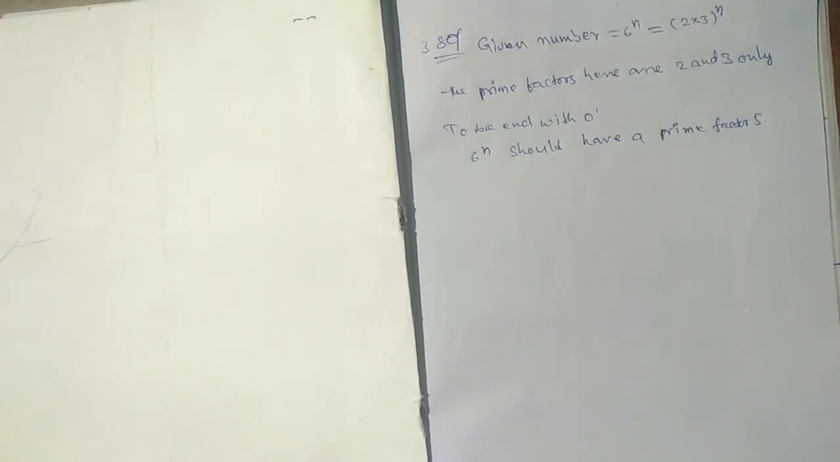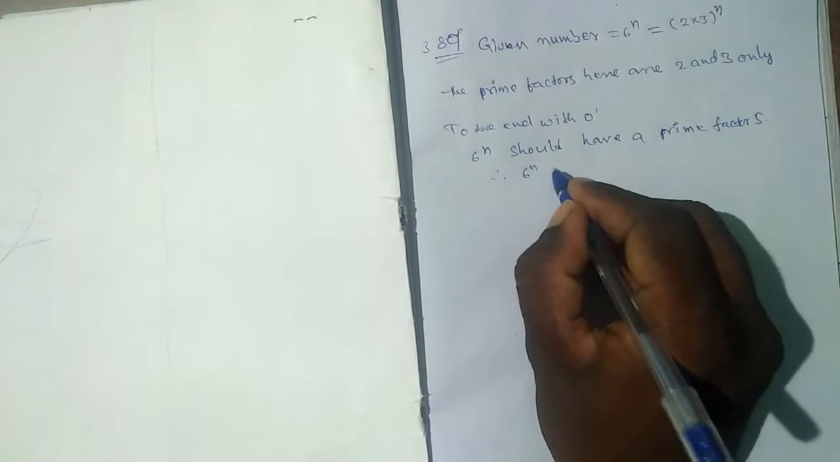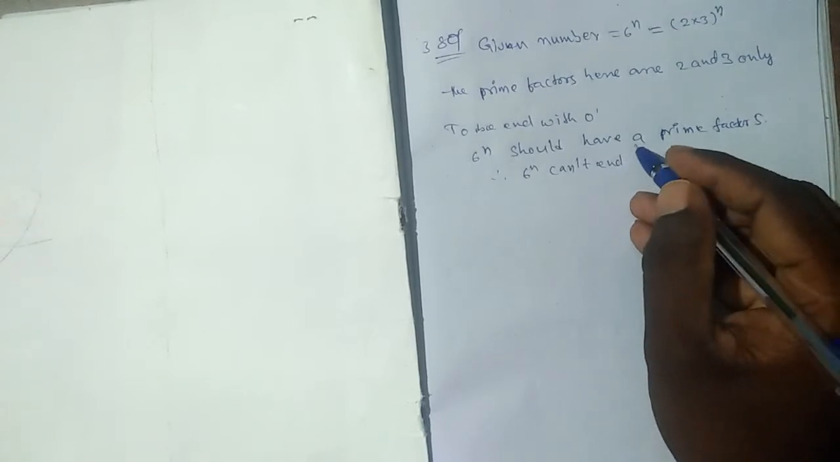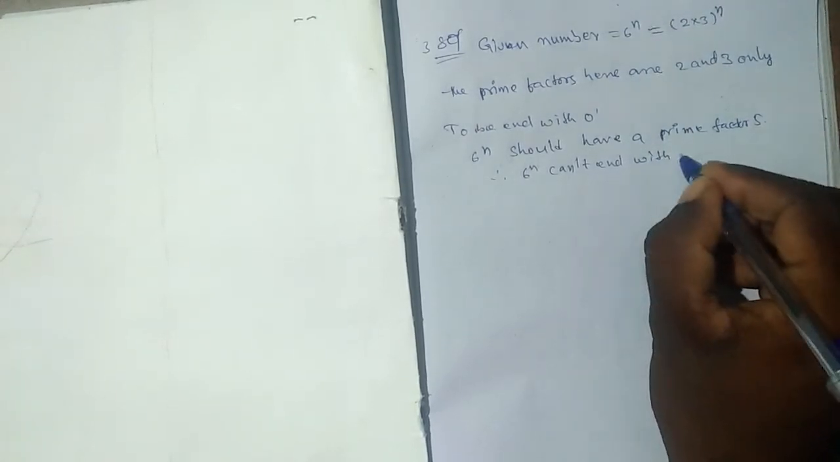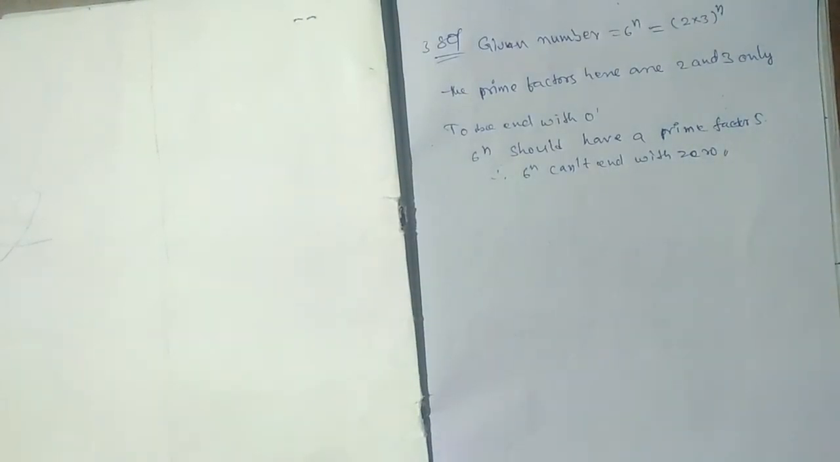So 6 has only 2 and 3 factors. 2 times 3 is 6. 2 is there, but there is no 5. It should have a factor 5. If you multiply 2 by 5, then only you get the 0. So it is not possible to end with 0. Therefore 6 to the power of n cannot end with 0. This is the answer for the third problem.